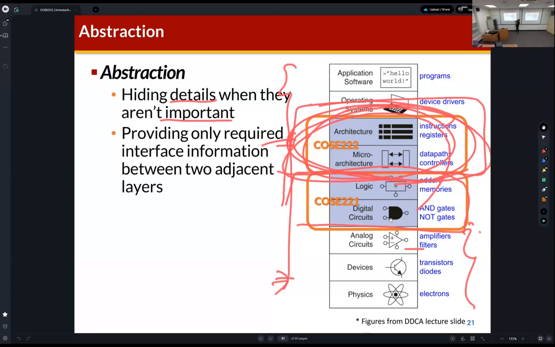Okay. In the previous semester, I taught COSE221 in the digital design group. So as you can see in the layers of the abstraction level, that is covered by digital design with the logic layer and the circuit layer. It's a lower layer than the computer architecture layer. But in this course, we will cover the architecture and microarchitecture of computer systems, right?